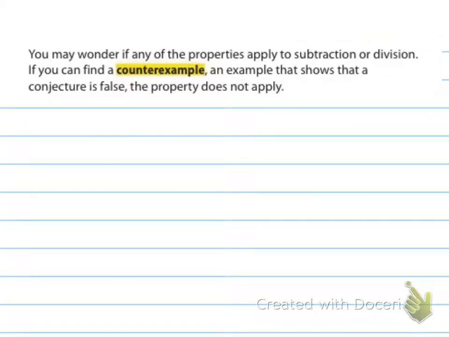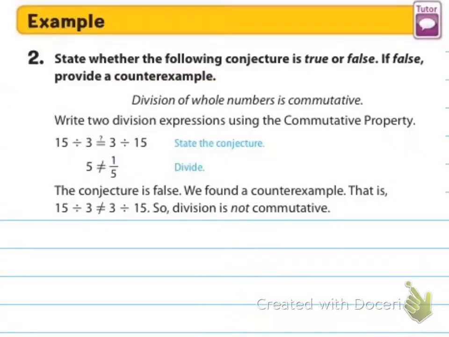You may wonder if any of the properties apply to subtraction or division. If you can find a counterexample, an example that shows that a conjecture is false, the property does not apply. So here's an example. If you have 15 divided by 3, is that the same as 3 divided by 15? The answer is no, because 15 divided by 3 is 5, but 3 divided by 15 is 1/5. So division is not commutative.